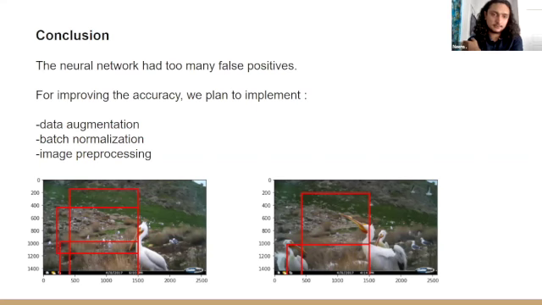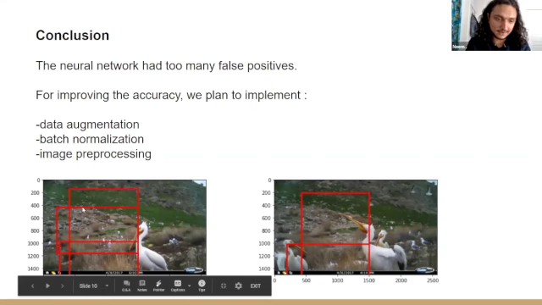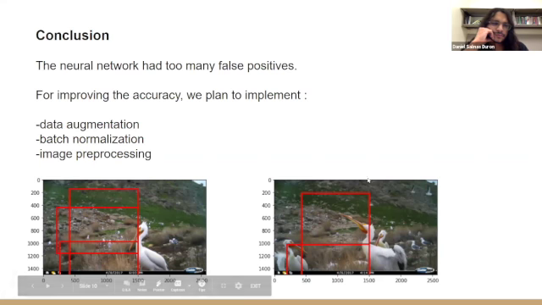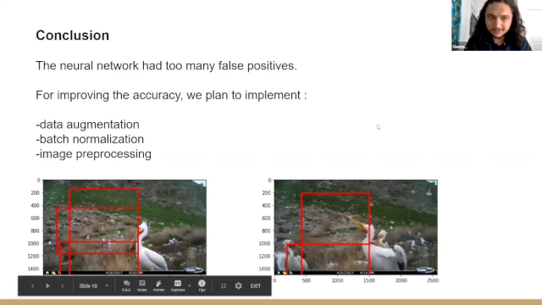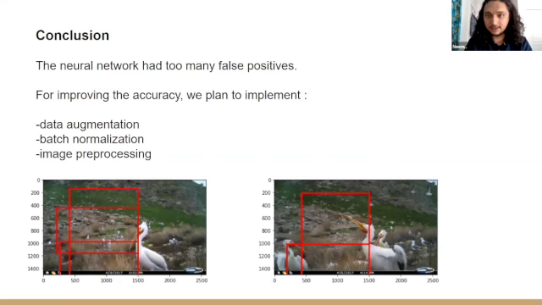Oh, so for the conclusion part, our neural network had a lot of false positives. If you can see the picture, the first image on the left has 3 boxes, and the image on the right has 2 boxes, even though only some of them captured the pelicans. We had certain reasons for getting false positives. One of them could likely be that we didn't have enough training data, and we tested it on different data. So basically our network did not get enough chance to train to learn different features of pelicans, right?